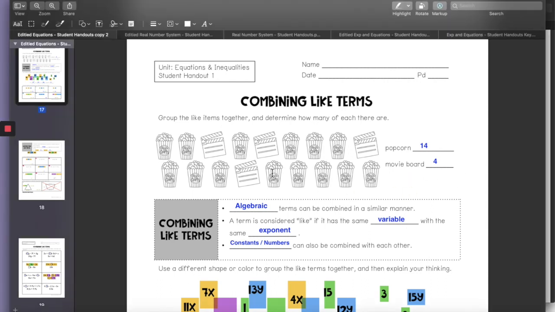Of course, you would never say I have a popcorn and a popcorn and a movie board and a popcorn and a movie board and a popcorn. You would never do that. You would just say I have 14 popcorns and 4 movie boards.